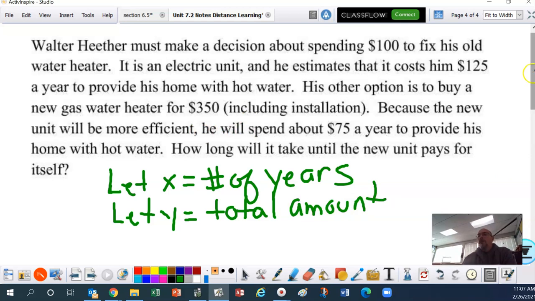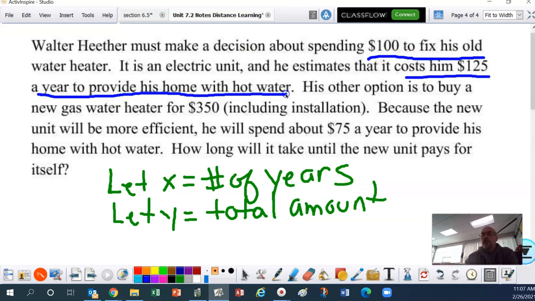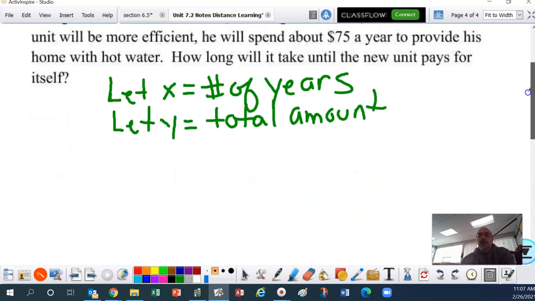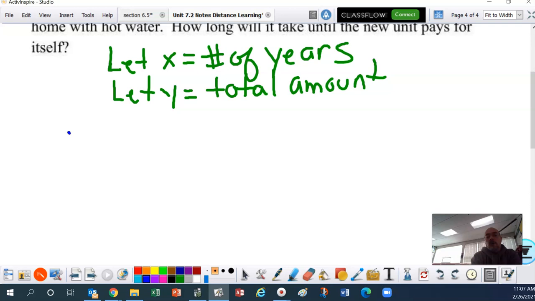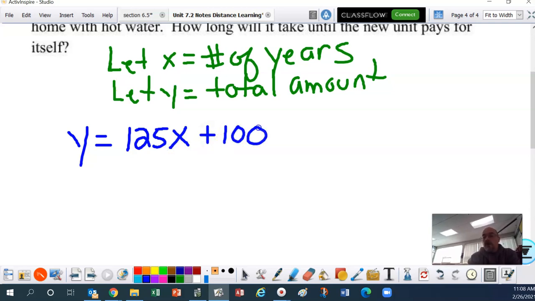Okay, so the first situation, ladies and gentlemen, is $100 to fix the old one, and then it's going to be $125 a year to provide his home with hot water. If you think back to our first lesson, you should be able to write an equation for that. So we're going to go y equals 125x plus the $100 to fix it.